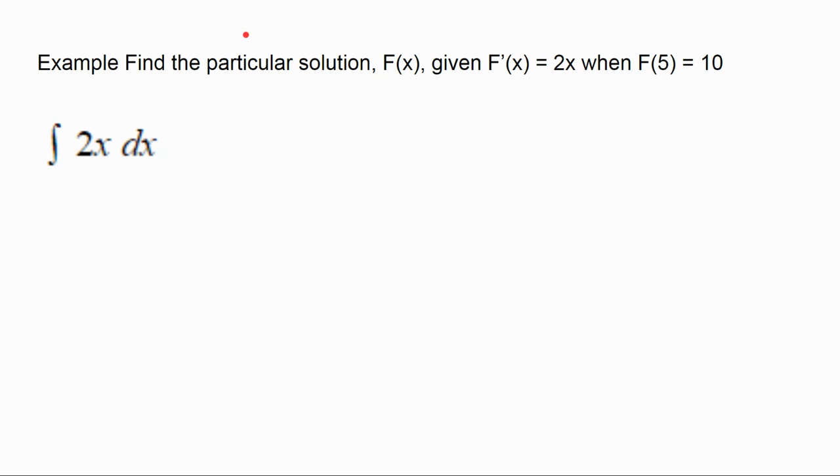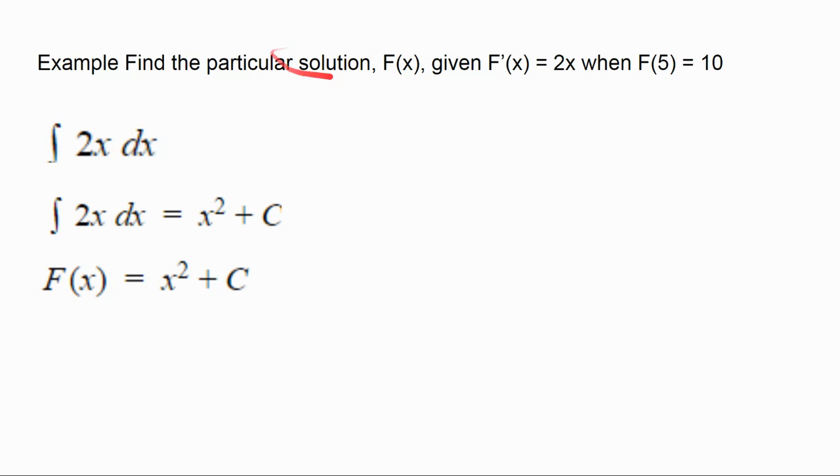Find the particular solution f of x given f prime of x is 2x when f of 5 is 10. I'm going to start with using my integral statement, which a lot of you guys were forgetting. Then I'm going to plug in my derivative, which is 2x, and then we have a variable of x, so I'm going to write that dx there. We're going to use our simple integration rule, and I'll get x squared plus c. I know that that's my new f of x now. That's my new solution.